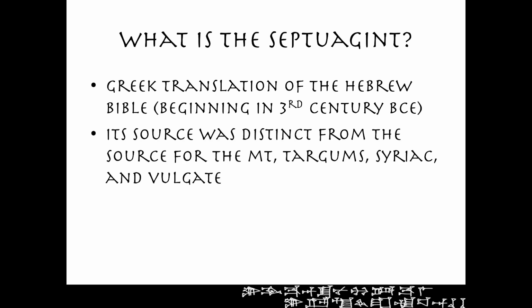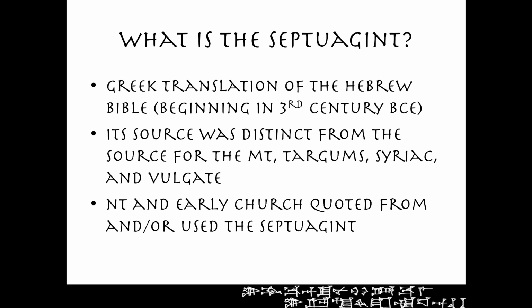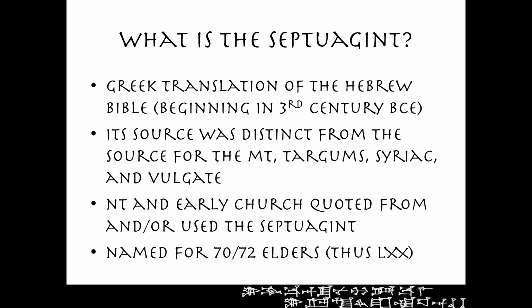The thing to remember text critically is that its source was distinct from the source for the MT, the Targums, the Syriac, and the Vulgate. So it's a very important witness to the Hebrew Bible because it's ostensibly a different Vorlage, as we talked about earlier. The New Testament and the early church quoted from and or used the Septuagint, so you see it in New Testament text, quoting Old Testament passages, the church fathers quoting from the Septuagint. So it's a very important text.